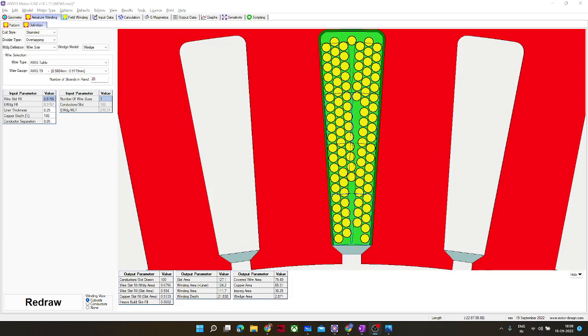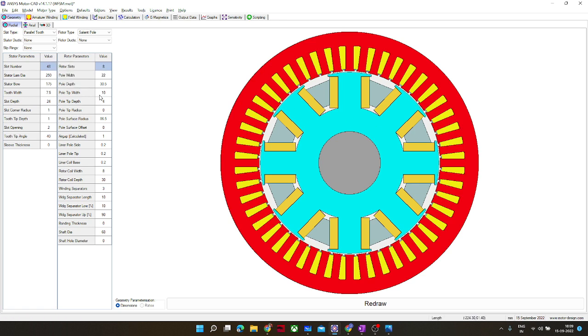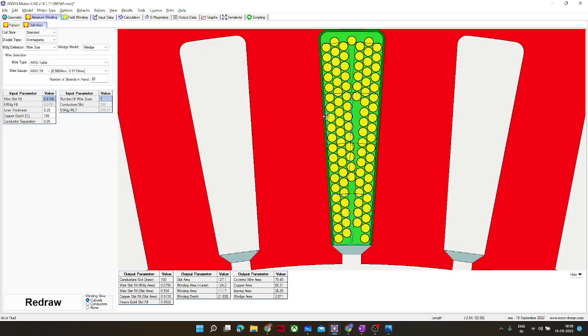Sure. These are stranded conductors, the yellow ones you can see here. These are placed in the stator slots, and similarly it is placed in all the stator slots. In this geometry, it is 48 slots and 8 poles. In all 48 slots, copper winding in the form of stranded wires is placed.